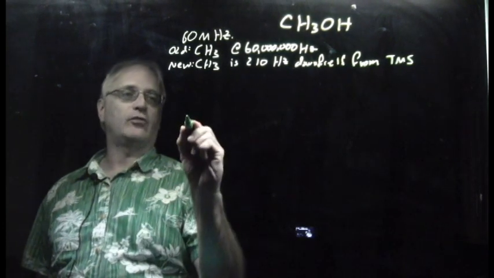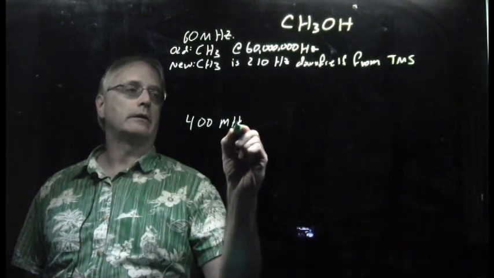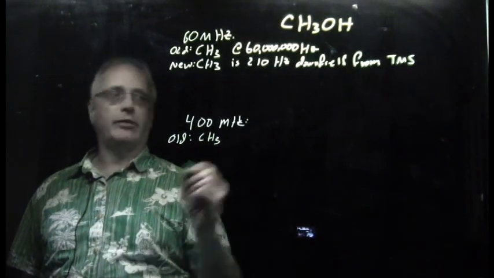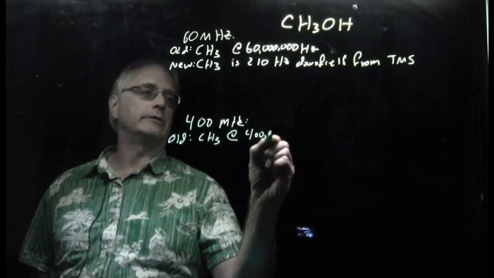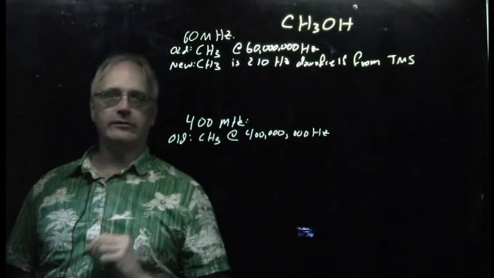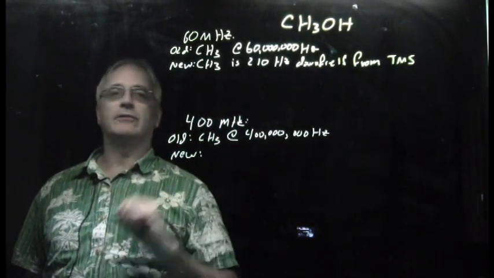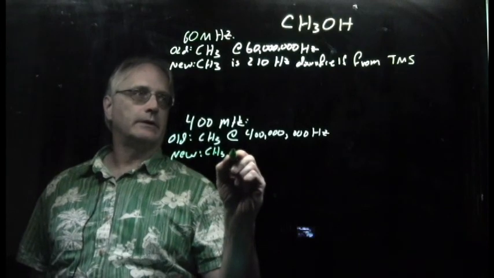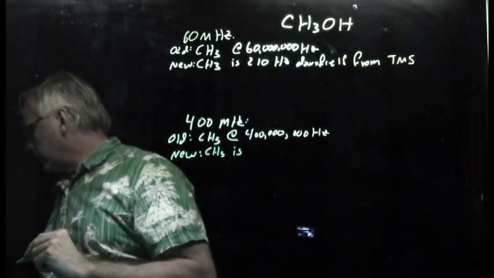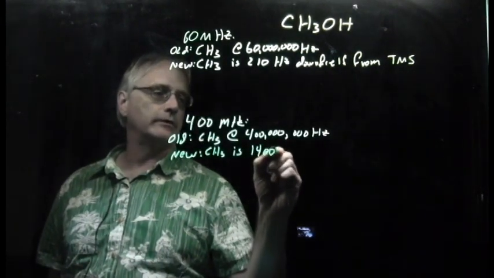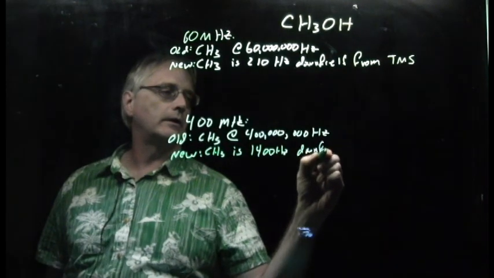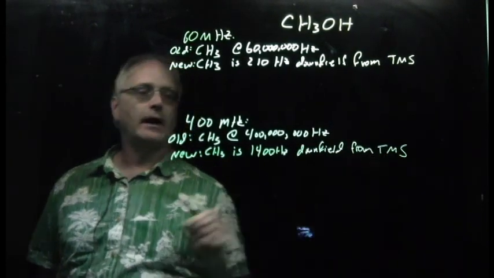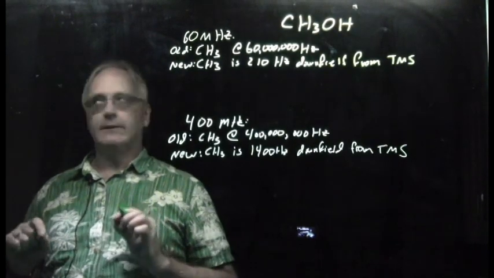On our new instrument at 400 megahertz, under the old system, we would have said the methyl group was measured at a frequency of 400 million hertz. Under the new system, with reference to TMS, we would say that the methyl group is, let me make sure I get my number here correct, 1,400 hertz downfield from TMS. Now, that doesn't seem like much of an improvement, but now look at this.